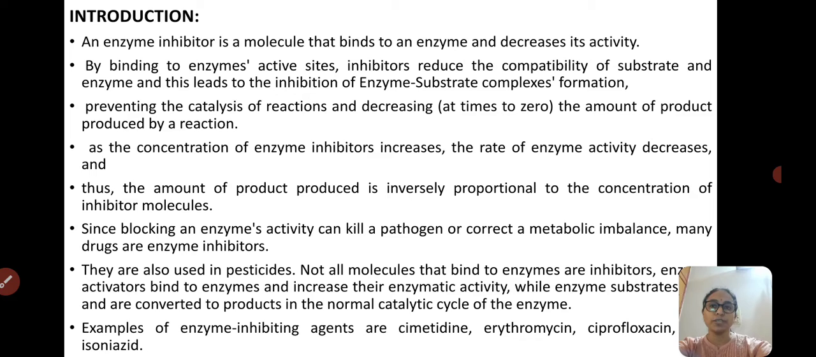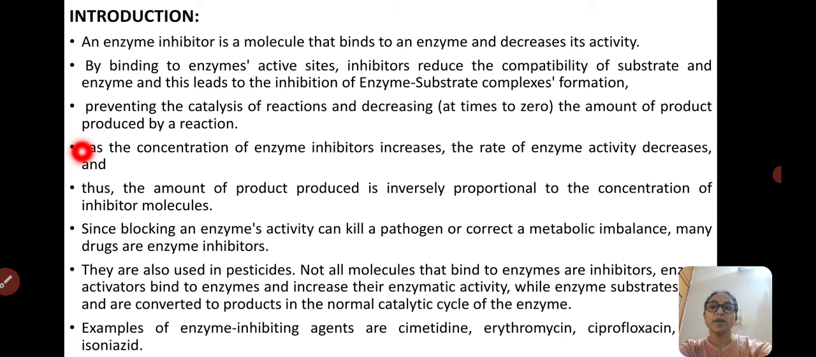Preventing the catalysis of the reactions and also decreasing them up to the level of zero, the amount of the product produced by the reaction will be nil. Thus, the concentration of the enzyme inhibitors is going to retard the rate of the reactions. As I already told, there are two types of inhibitors, competitive and non-competitive inhibitors. They block to the active site in case of competition, or they attack the other side of the enzyme and change the structure of the active site in non-competitive inhibition.